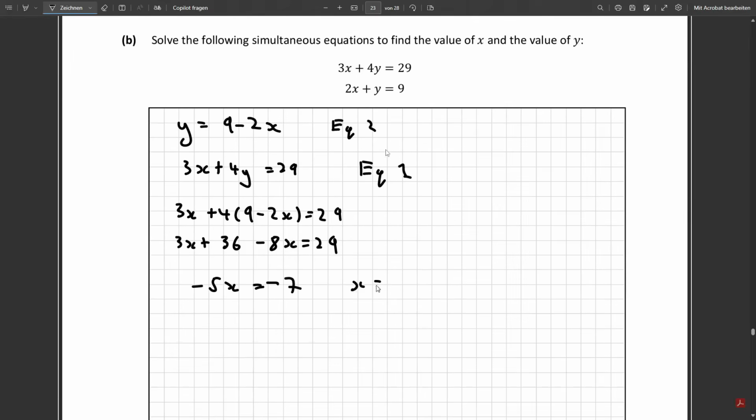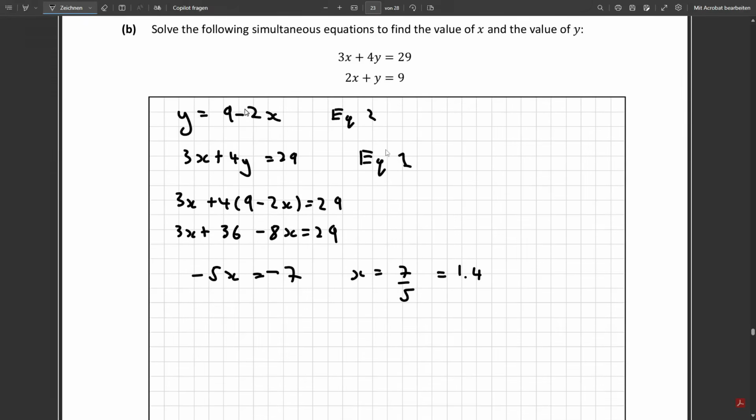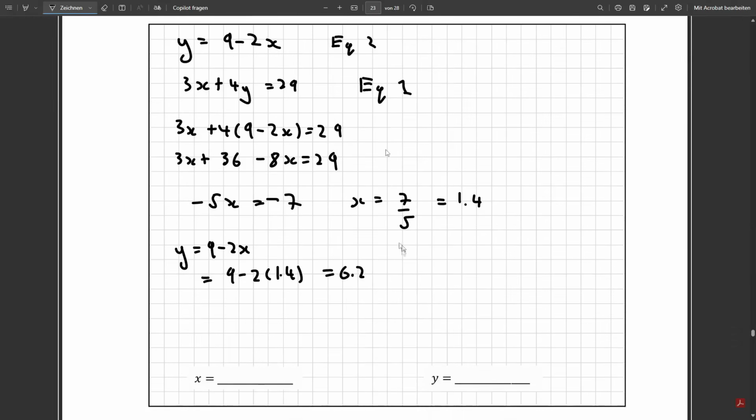So that means that x is equal to 7 over 5, which you can give as a decimal if you want. It's 1.4. Now, what's y? Well, y is 9 minus 2x. So y is equal to 9 minus 2x, which is equal to 9 minus 2 times 1.4. So 9 minus 2 times 1.4 is 6.2. So x is 1.4, y is 6.2.